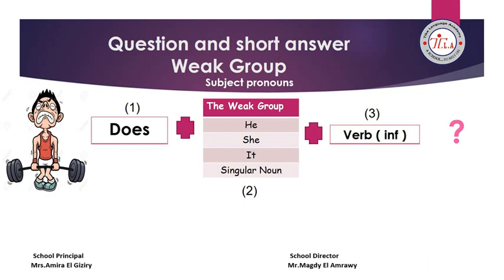In the strong group, can you remember how I can make the question? Can you tell me? Number one, what? Do. Very good. Number two, one from the strong group. Number three, the verb infinitive. Very good. So let's see how I can answer the question here.